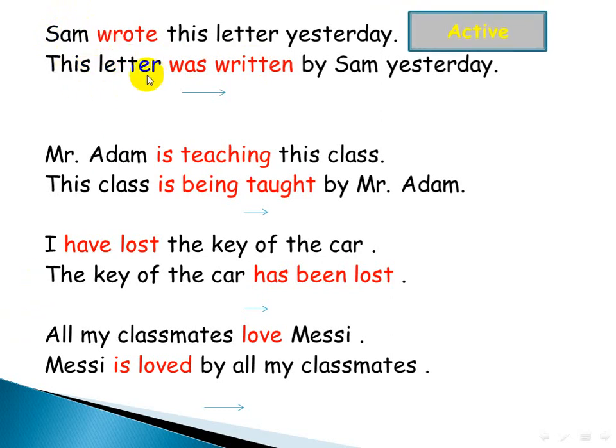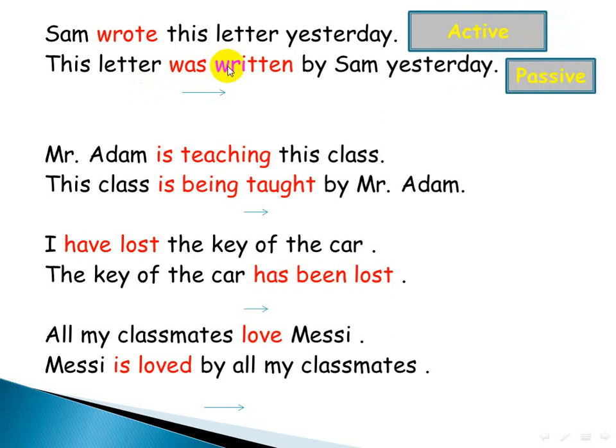But look at the second one now. This letter. We start the sentence with the receiver of the action. So we call this sentence passive. So now what's the difference between the active voice and the passive voice?